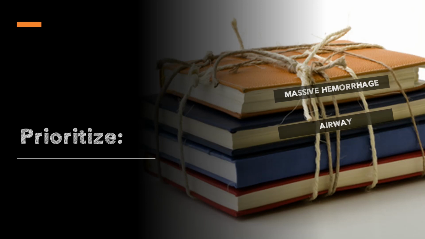So massive hemorrhage, secure the airway. It is possible that some patients may have impact apnea. So they're apneic, and all you have to do is start ventilating that patient. And when you start ventilating that patient, their heart could start beating and they could start breathing again. So massive hemorrhage, then airway, and then tension pneumo.